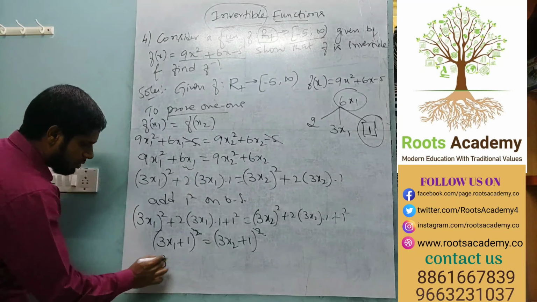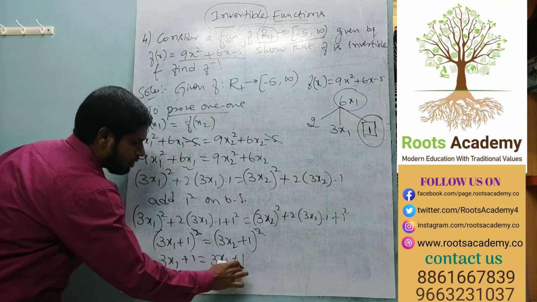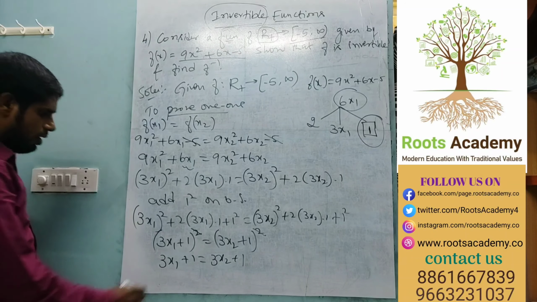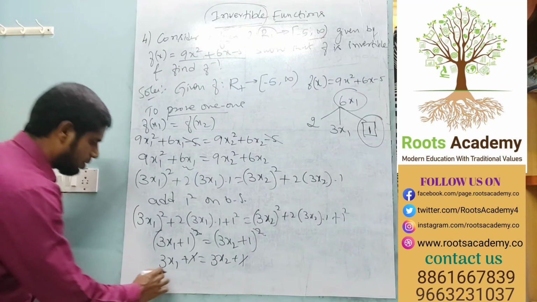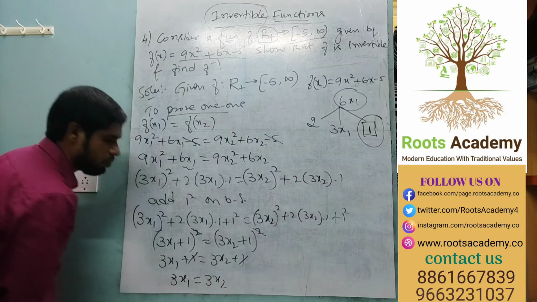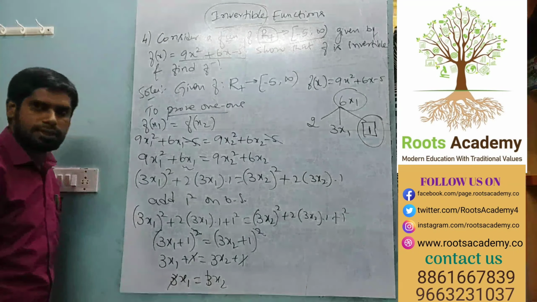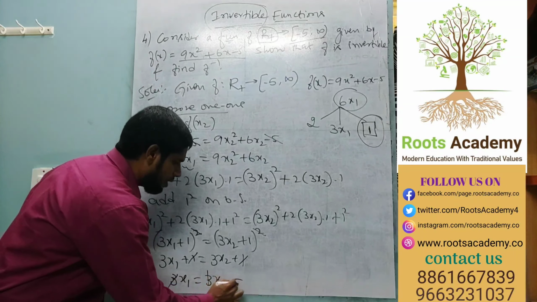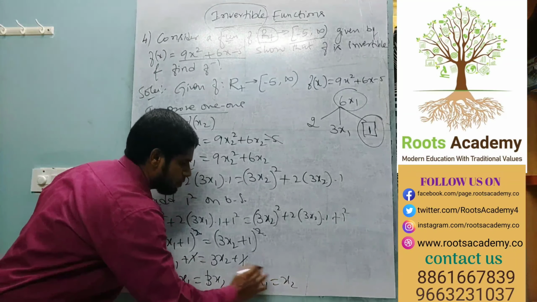The leftover is 3x1 plus 1 equals 3x2 plus 1. Now plus 1 and plus 1 get cancelled on both sides. So 3x1 is equal to 3x2. Now on the left-hand side and right-hand side we have the same multiples, 3 and 3, which get cancelled here. So finally, what do we get? We get x1 is exactly equal to x2.